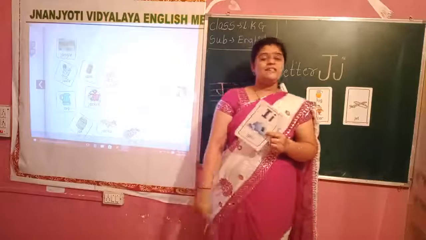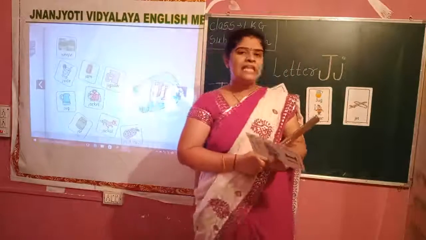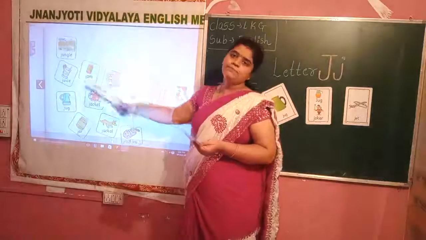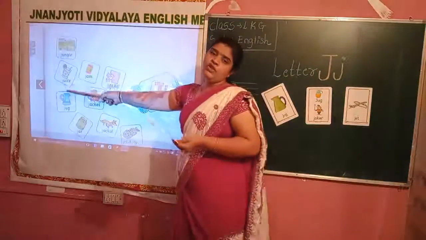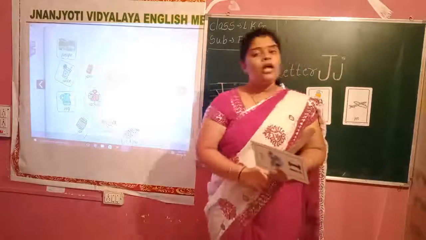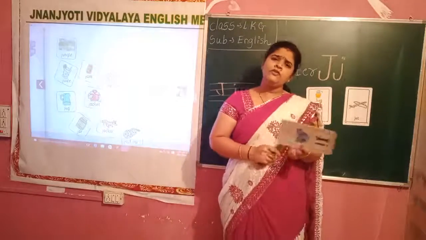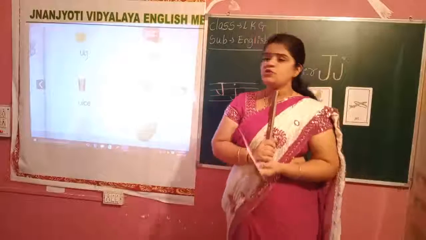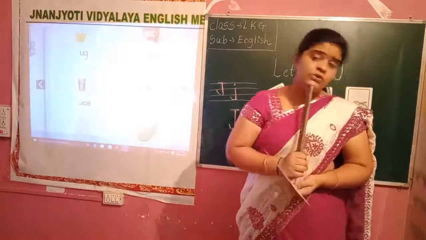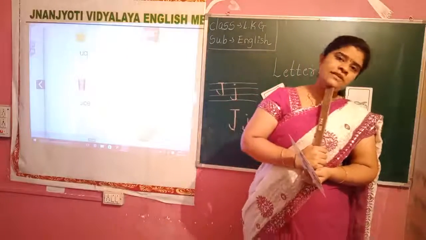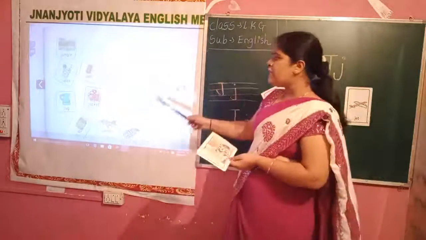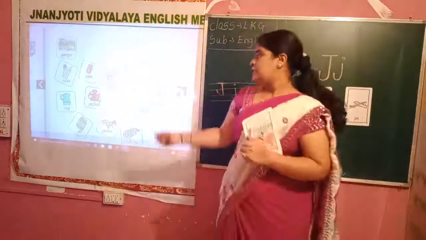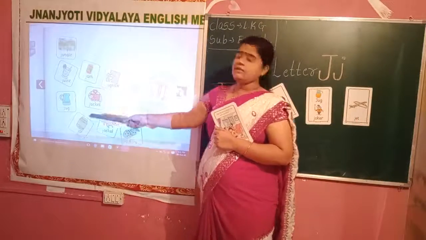J for jam. Yes. Don't you all eat jam with bread or chapati? Yes. That is jam. J for jump. J for juice. Yes children, do all of you drink juice? Which type of juice do you drink? We drink mango juice, pineapple juice, papaya juice. Yes, children? But then, J for jockey. All of you wear a yellow jacket. Yes. J for jockey.